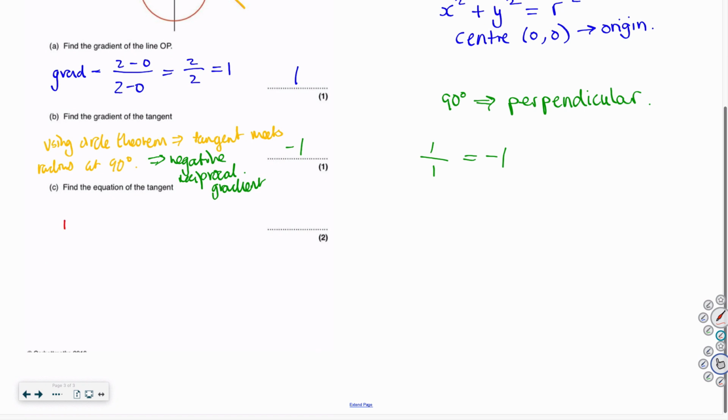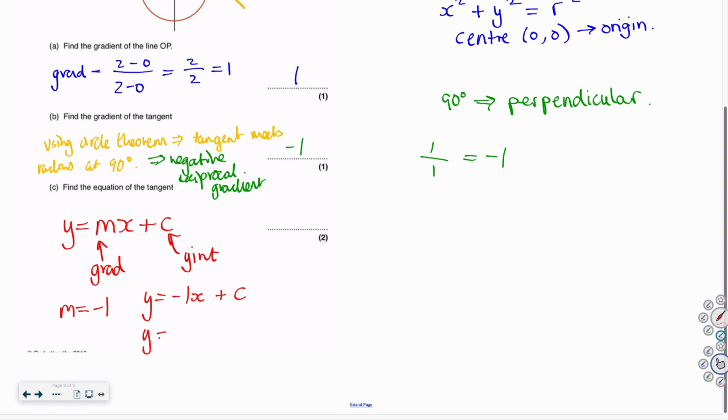Any straight line can be given in the form y equals mx plus c, where m is the gradient and c is the y-intercept. We've just worked out in part B the gradient of the tangent, so we can say that m is equal to -1. Putting that in, we get y equals -1x plus c. Of course we don't need the 1 here because we never write a 1 with our x's, so we can say y equals -x plus c.